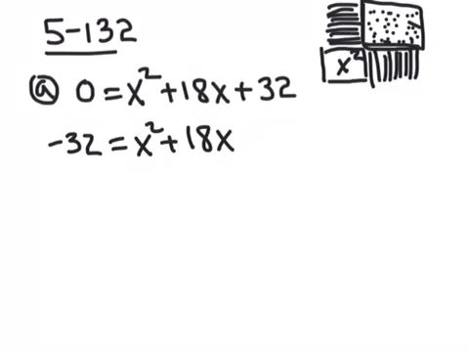Now the trick is to say half of this number and square it. Half of 18 is 9. Square it is 81. Now that's what I'm going to have to add to both sides. So let me do that.